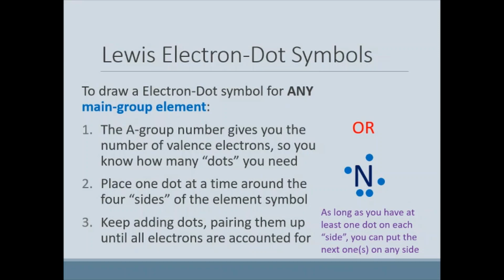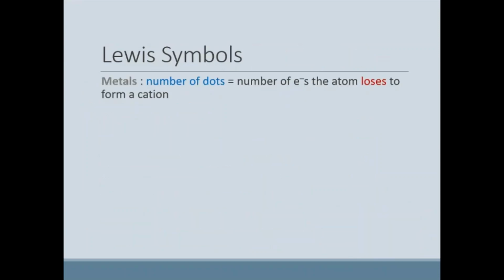General guidelines when you draw these Lewis symbols: if you are dealing with a metal, and again, typically we're going to be dealing with just the main group elements, the metals, those group 1 and group 2 elements, are going to lose their electrons. Metals will always form cations. That's just the way that they are. In these instances, the number of dots is going to equal the number of electrons that the atom will lose in order to form a cation. Please note, I am talking about metals. I am not talking about non-metals yet.